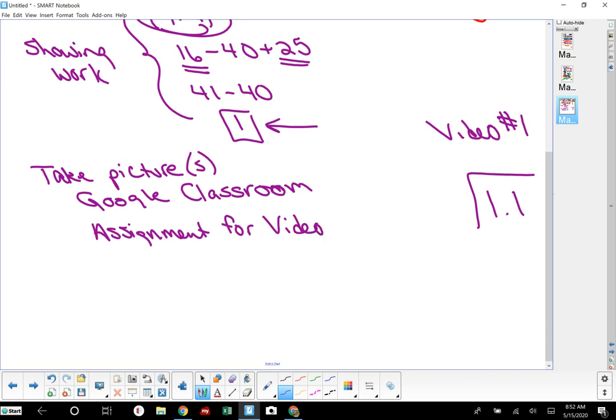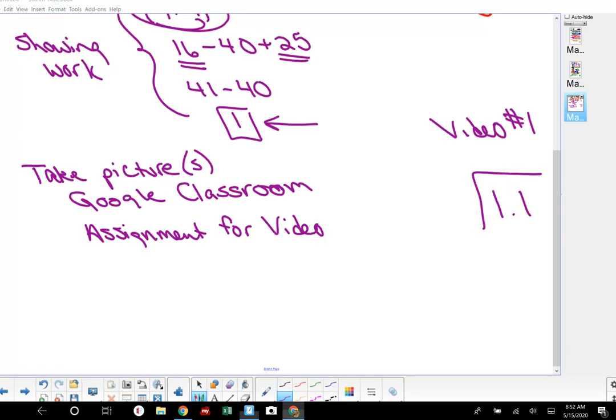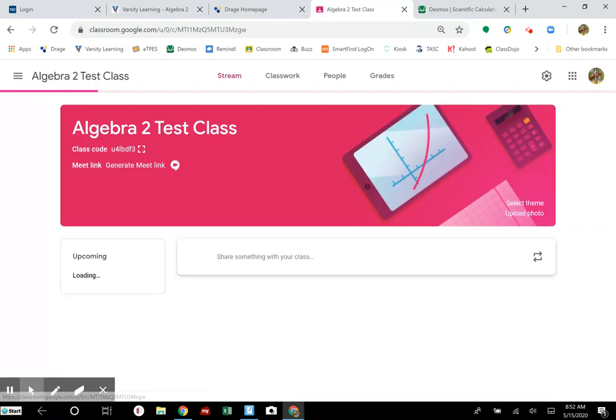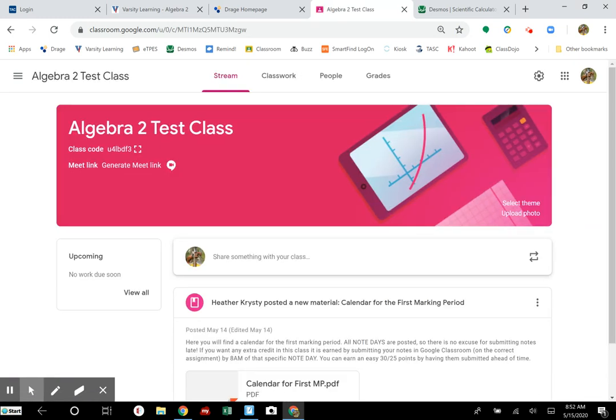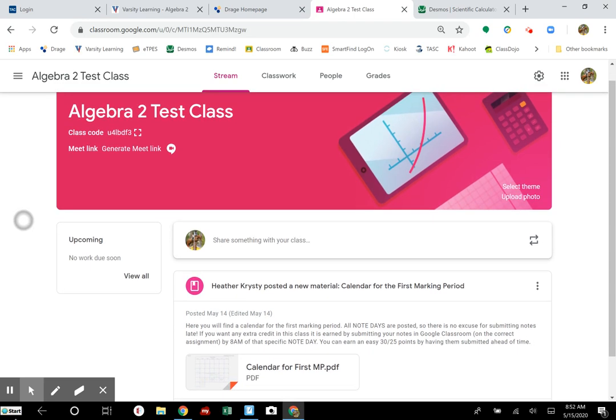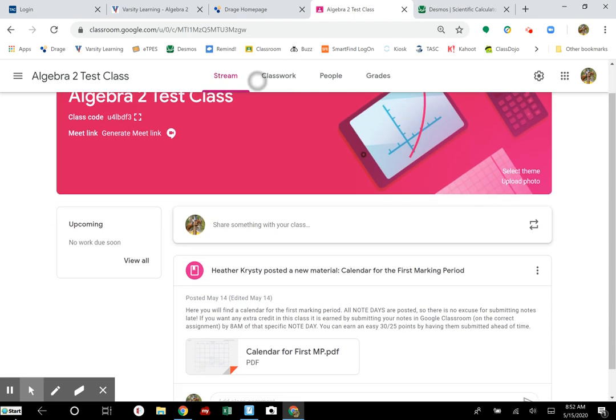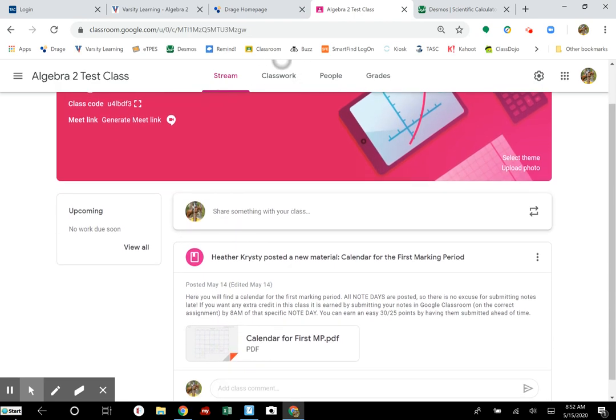Actually, I know this adds more time, but let me just take you out here right now. I've already got a test class set up, so let me show you what that's going to look like. Algebra 2 test class. When you come in, the best place for you to be is the classwork tab right up here on the page, and I'll show you why momentarily.